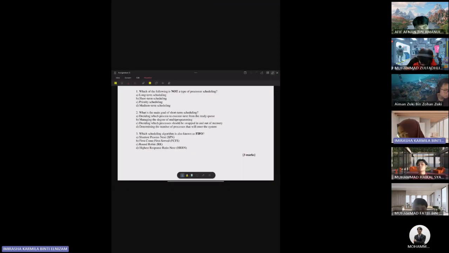The first question, which of the following is not a type of processor scheduling? The answer is priority scheduling. Second question, what is the main goal of short-term scheduling? The answer is A, deciding which process to execute next from the ready queue. For the third question, which scheduling algorithm is also known as FIFO? The answer is B, first come first serve, FCFS.